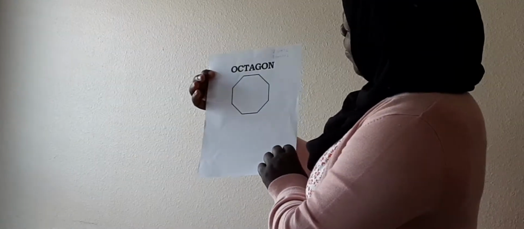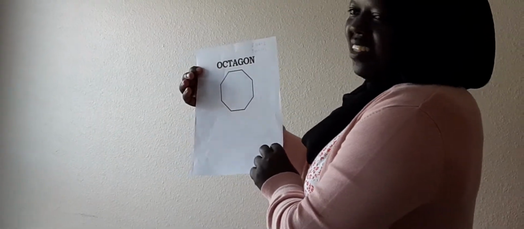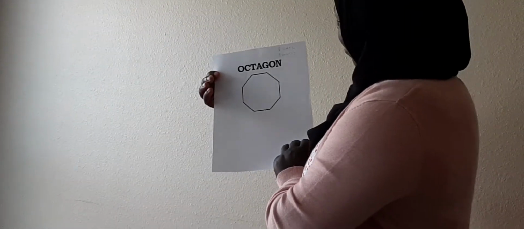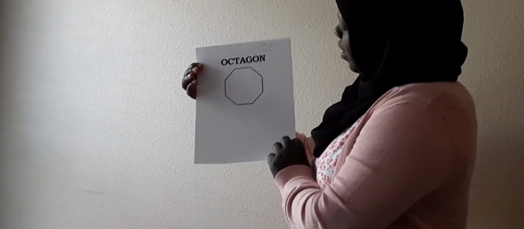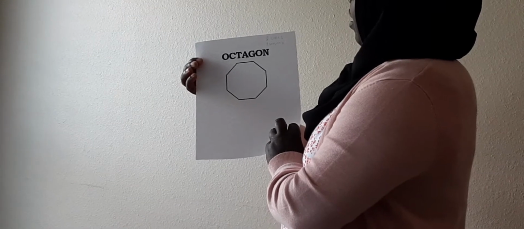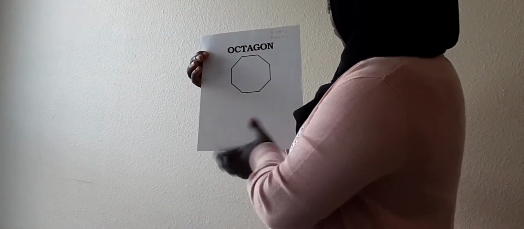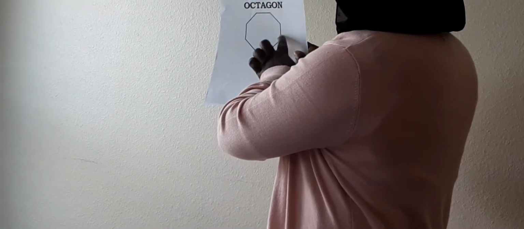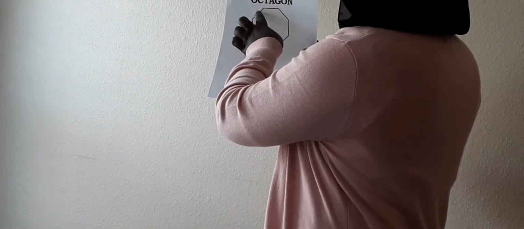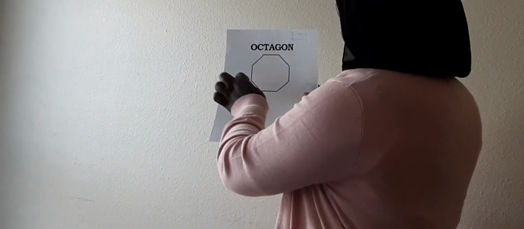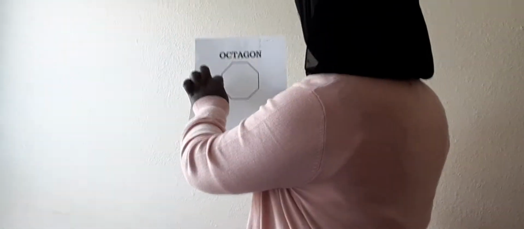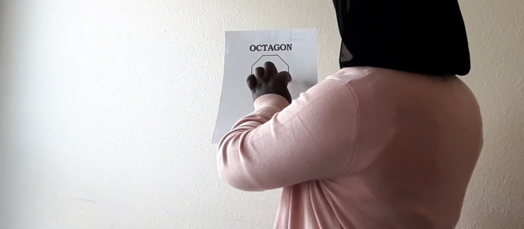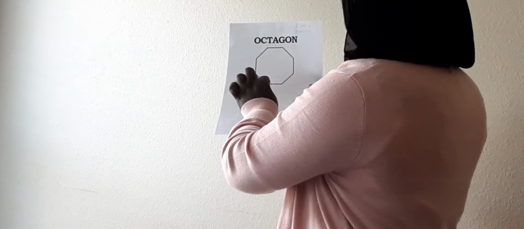Malik, can you please tell me what two-dimensional shape this is? Octagon. You're right. An octagon is a two-dimensional shape that has 8 sides and 8 vertices. Okay. So let's see the sides here. Let's count them. 1, 2, 3, 4, 5, 6, 7, 8. And we can also see the vertices 1, 2, 3, 4, 5, 6, 7, 8.